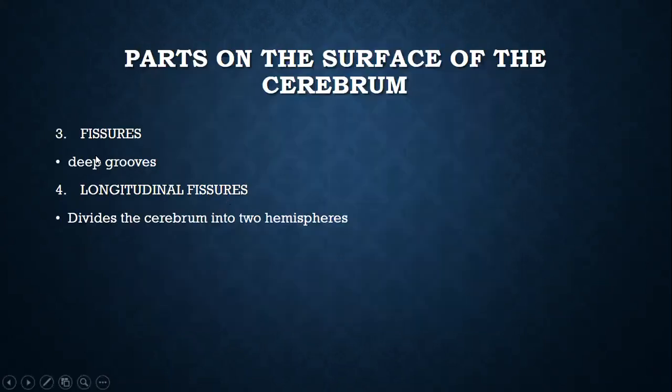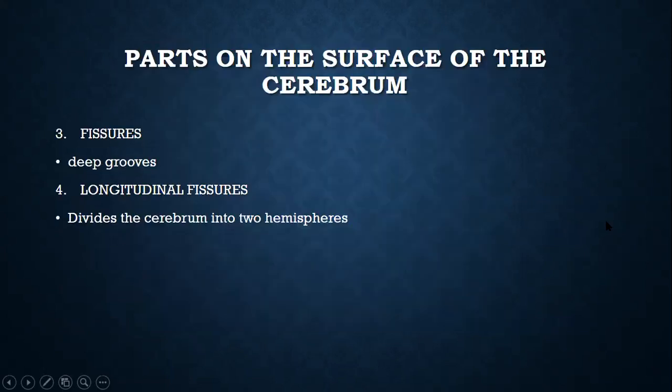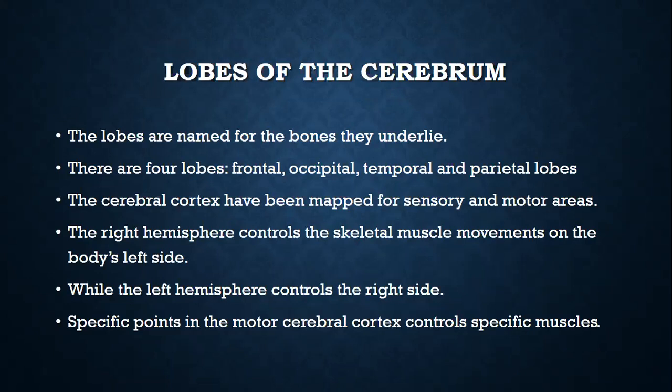We also have fissures, which are deep grooves. You can see fissures also here. But this one is a long fissure, the longitudinal fissure, which divides the cerebrum into two hemispheres. The lobes of the brain are named for the bones they underlie. They have four: the frontal lobe, occipital lobe, temporal lobe, and the parietal lobe.